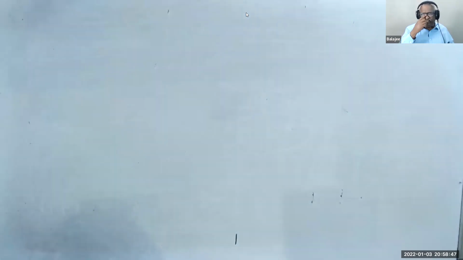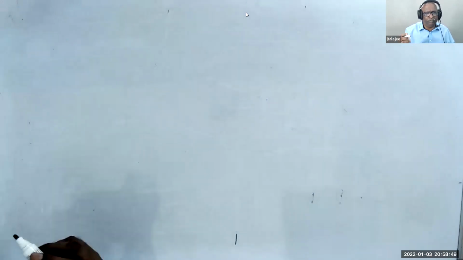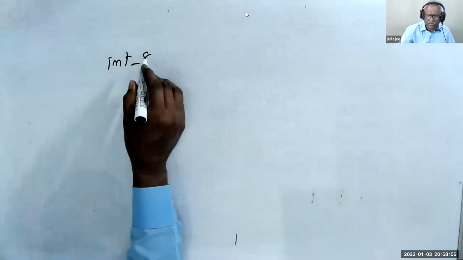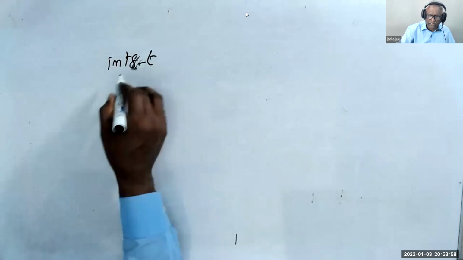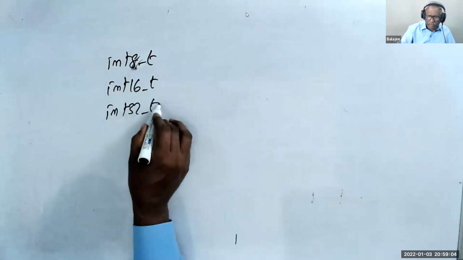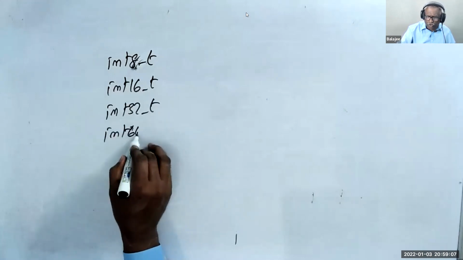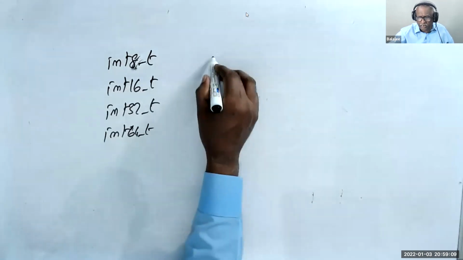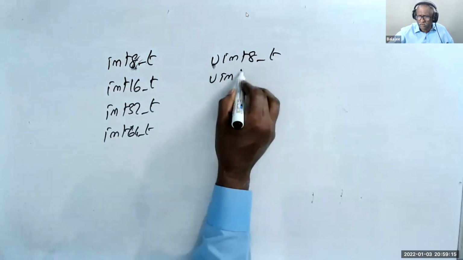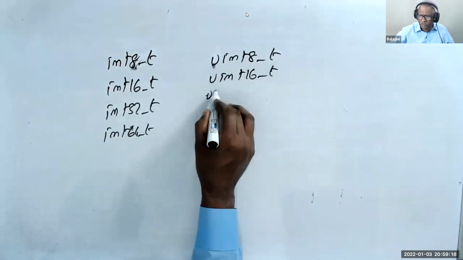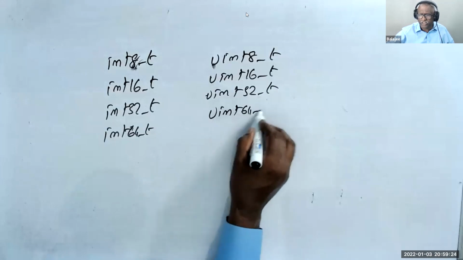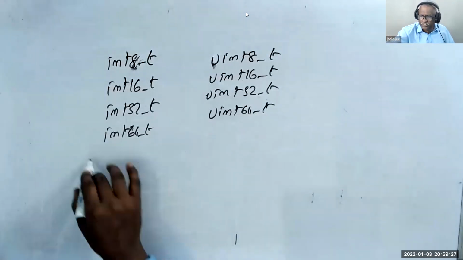Now think of the other very important factor. Learn to use it in later days. This one: int8_t, int16_t, int32_t, int64_t. Or uint, where u means unsigned: uint8_t, uint16_t, uint32_t, uint64_t. So you don't have any confusion here if you do this.